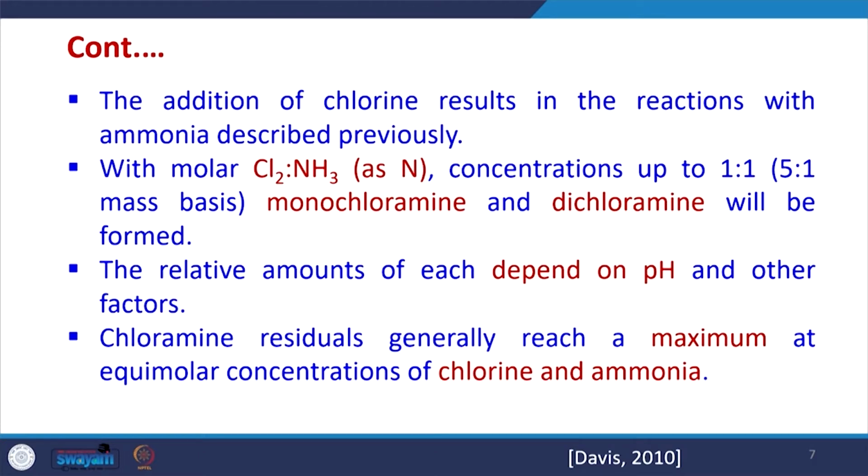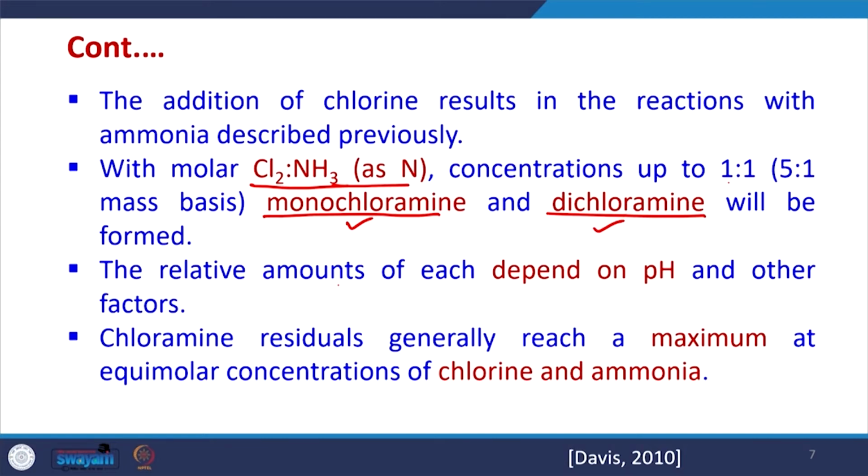Now, going further, the addition of chlorine results in the reaction with the ammonia, already we have described, with different molar ratios of chlorine to ammonia as nitrogen. Up to a 1.1 molar ratio, monochloramine and dichloramine will get formed. So, the relative amount will depend upon the pH, whether it is di or mono. Already we have told that at higher pH mono will be dominant, at lower pH dichloramine will be dominant.